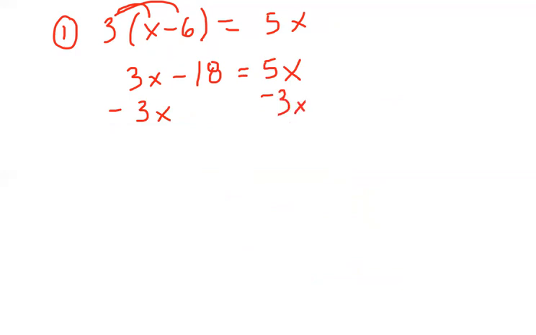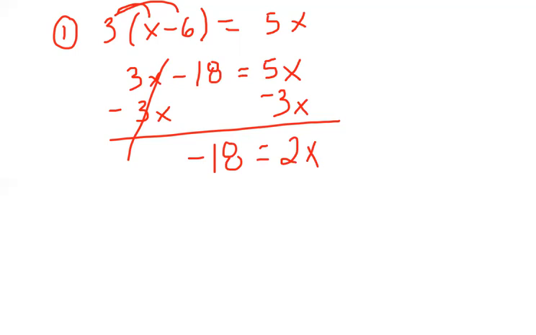So I'm subtracting 3x from both sides. So this cancels out. Bring down negative 18. 5x take away 3x leaves you with 2x. And so the last step for this problem, since the 2 is multiplying x, is to divide both sides by 2. So this cancels out, leaving you with x is equal to negative 9.